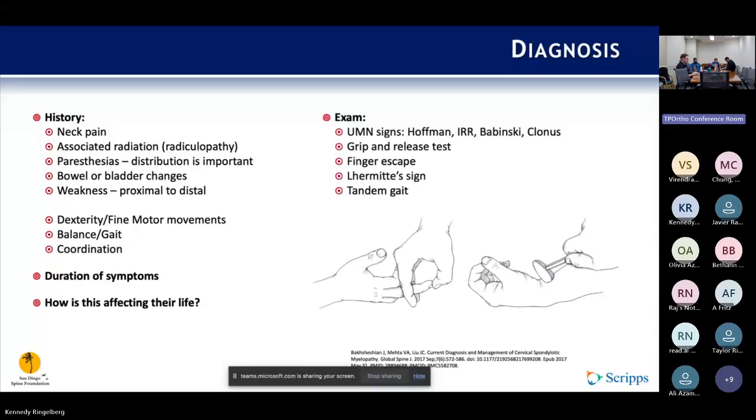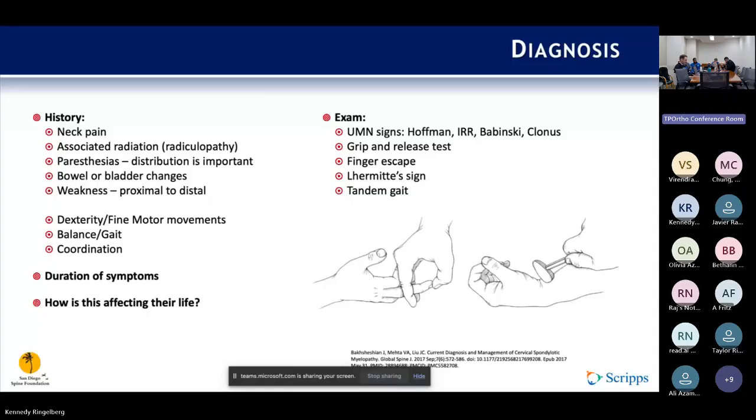As far as exam goes, one thing to watch out for and pay special attention to is upper motor neuron signs, particularly in the upper extremities. And this includes the Hoffman reflex, which is pictured down here on the left, and then the inverted radial reflex, which is pictured on the right, as these are signs of spinal cord compression. And then other upper motor neuron signs in the lower extremities like Babinski's, clonus, and potentially hyperreflexia.